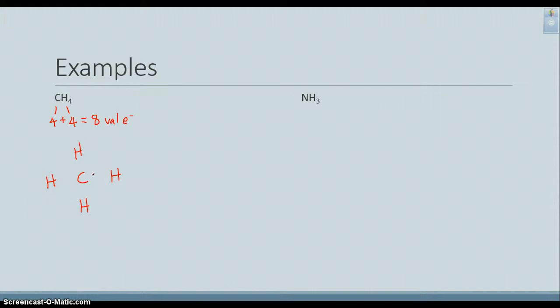Step number 3, go ahead and draw a single covalent bond between the central atom and all of the outer atoms. Remember, I'm not connecting any of these. So do not try to connect any outer atoms to each other, only to the center atom. Once you've done this, go ahead and count out how many remaining electrons you have. Since each bond has 2 electrons, right now I have assigned 8 electrons.